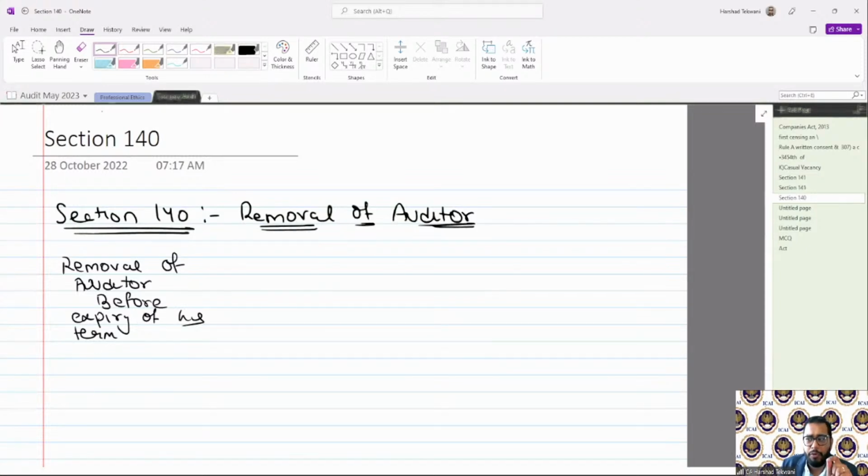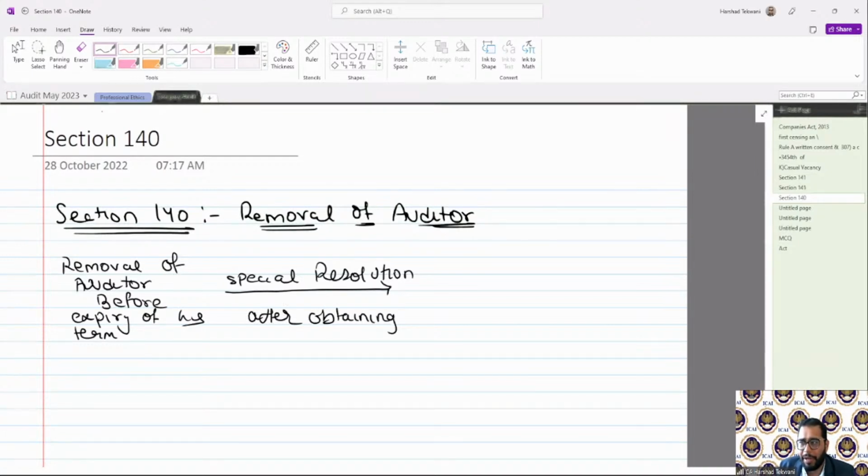Okay, if a company wants to remove the auditor before expiry of the term, then for that they need to pass a special resolution after obtaining previous approval from central government. So you need to pass a special resolution after obtaining previous approval from central government. Then only the auditor can be removed.